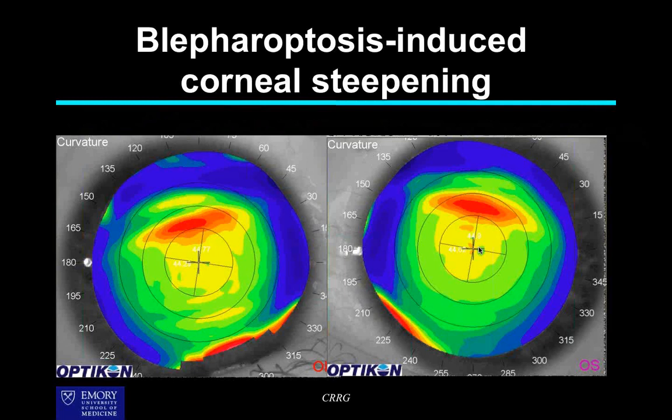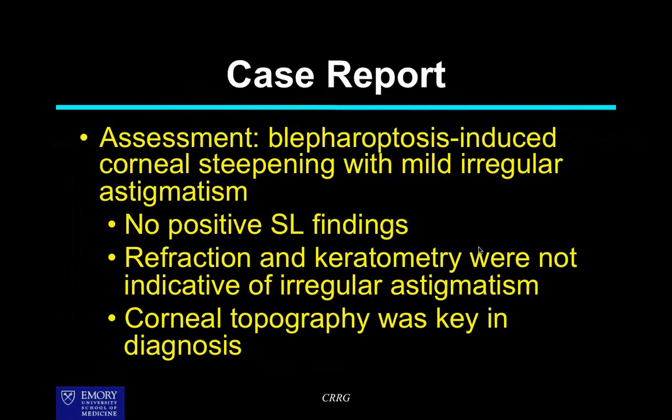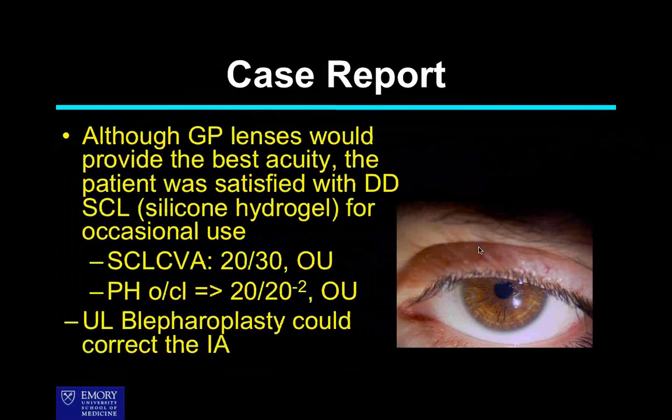No other clinical signs were present. So the assessment was a blepharoptosis-induced corneal steepening with mild irregular astigmatism, no positive slit lamp findings. Refraction and keratometry were not indicative of irregular astigmatism. Corneal topography was key in the diagnosis, as was using the pinhole.